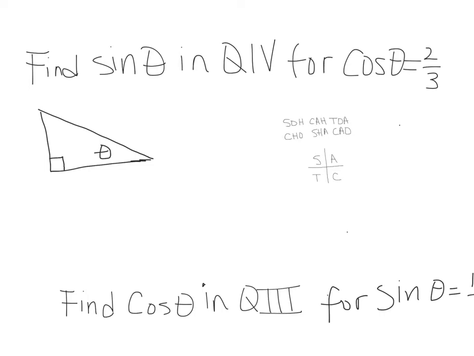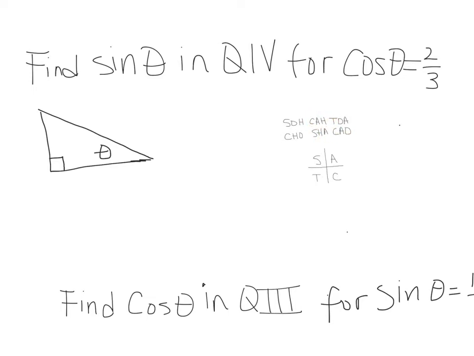In the following example, we are asked to find sine theta in quadrant 4 for a given trig ratio, cosine theta equals 2/3. Okay, so we've got a little bit of information that we've got to take a look at. First of all, we've got cosine is 2/3. Think about it in terms of sine, cosine, and tangent: SOH CAH TOA. Well, cosine is the CAH.